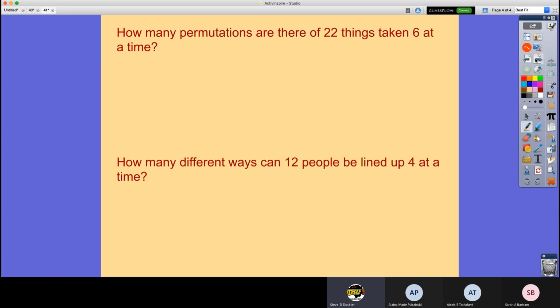All right. A little bit easier problem here. We've got 2 word problems. Got to throw some permutations in there since we just did that the other day.